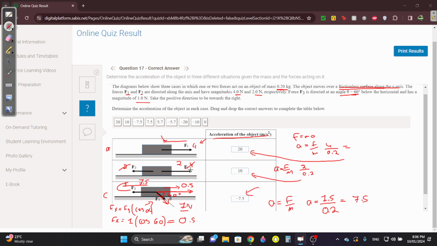Look, in this case, we ended up going to the right. In this case, we ended up going to the right. In this case, we ended up going to the left. And here they told us to take the positive direction to be to the right. So the negative direction is going to the left. Since we ended up going to the left, the answer will be minus 7.5.